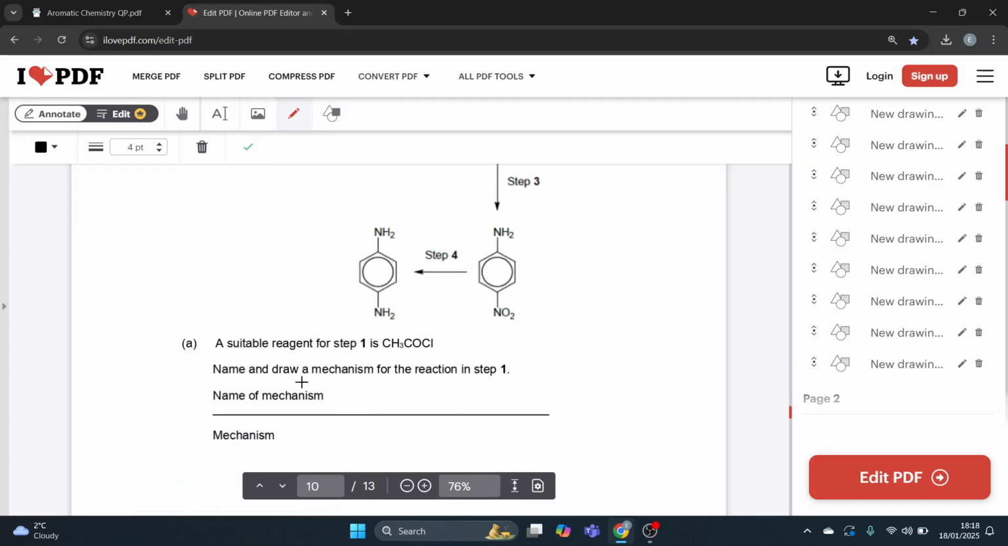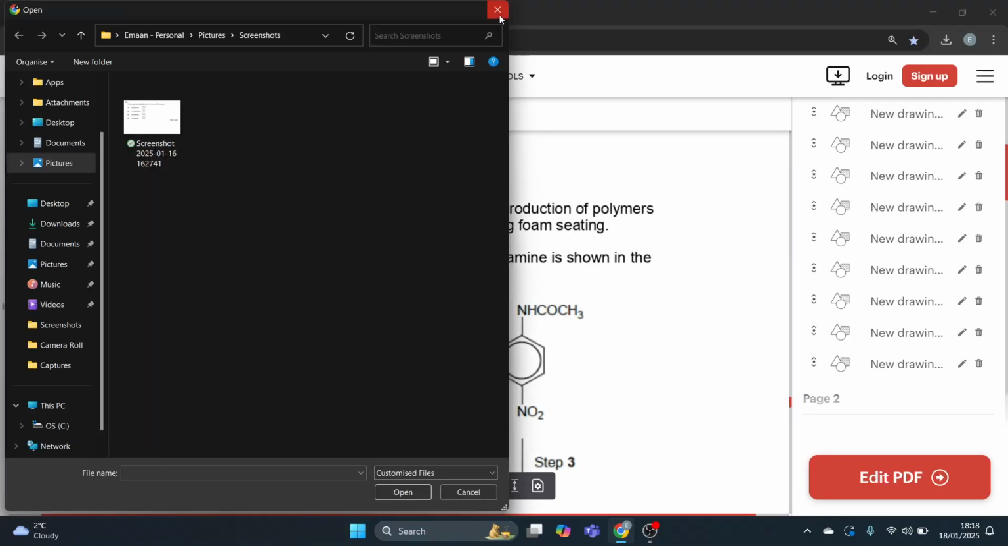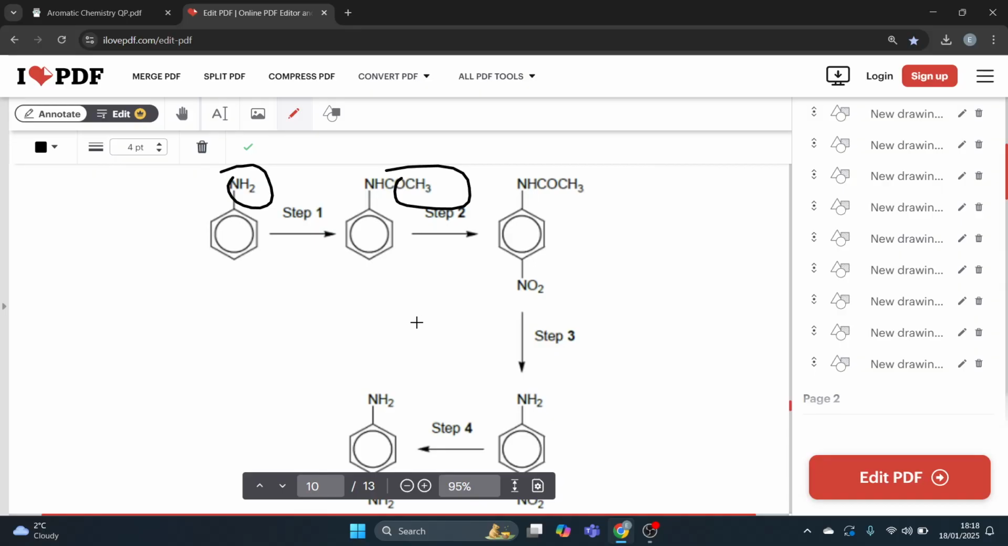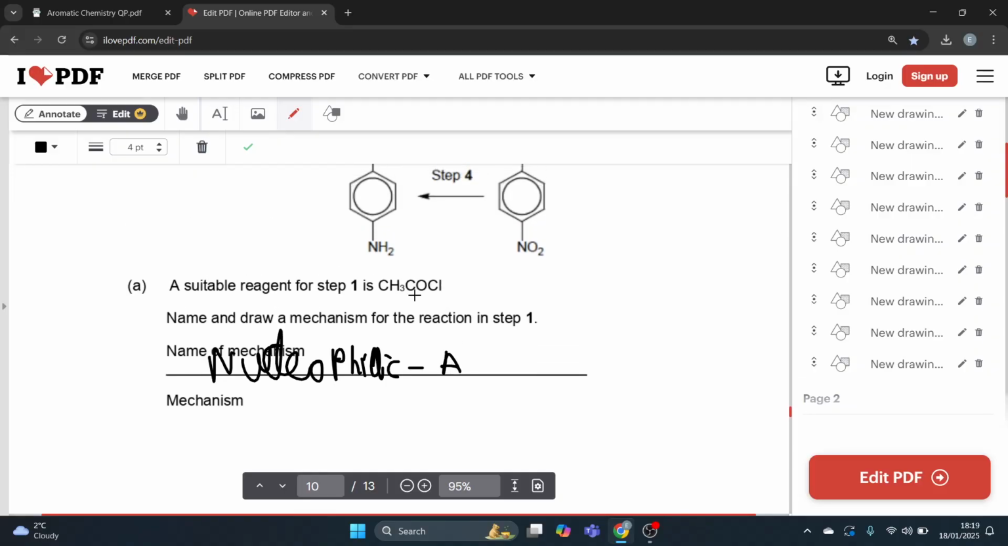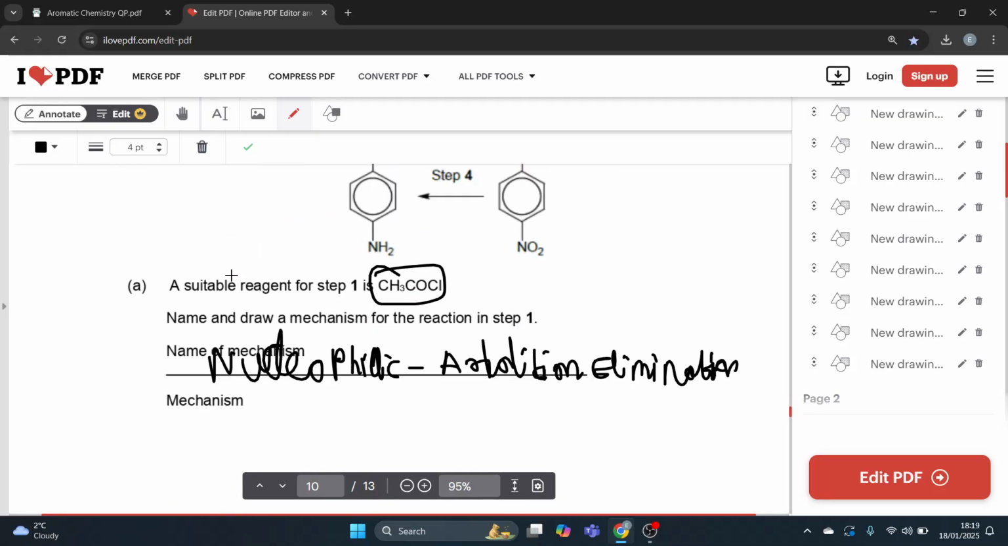But it says name and draw the mechanism for the reaction step 1. So I'm going from NH2 to that COCH3. It's clearly going to be nucleophilic addition elimination, and you'll only be able to spot it quickly. The reagent is ethanoyl chloride. So it clearly is nucleophilic addition elimination, with acyl chlorides reacting with that. So name and draw a mechanism for reaction step 1.